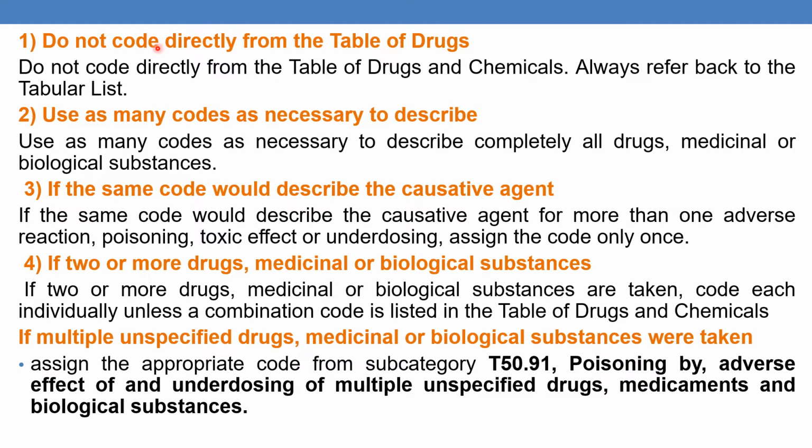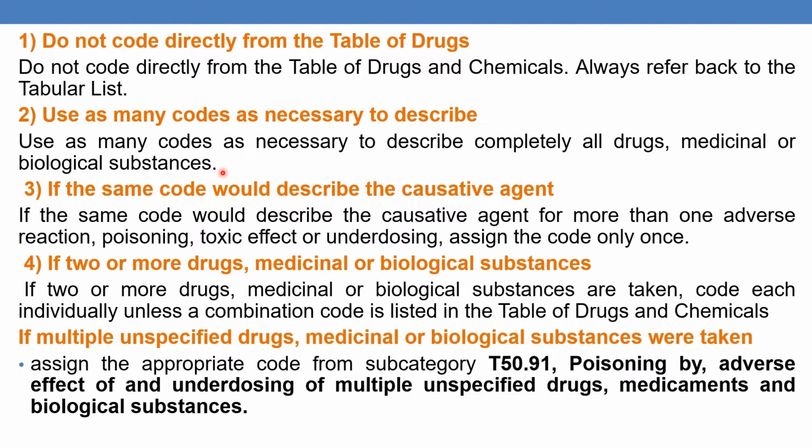Some of the other guidelines are: do not code directly from the table of drugs. You can find the codes in the table of drugs and chemicals, but always refer back to the tabular list. After finding the code in the table of drugs, you must go to the tabular list for the complete description. And use as many codes as necessary to describe completely all drugs, medicinal and biological substances.